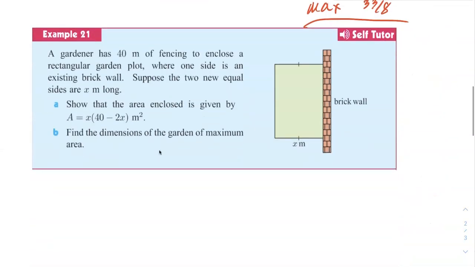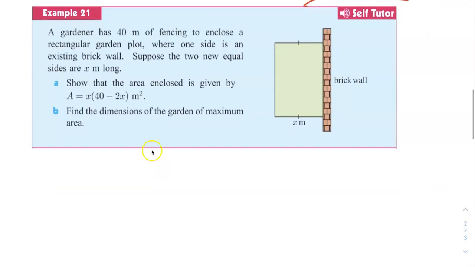Okay, let's do an application problem. A gardener has 40 meters of fencing to enclose a rectangular garden plot, where one side is an existing brick wall. Suppose the two new equal sides are x meters long. So here's our brick wall. They're saying these two sides are both x. Show that the area enclosed is given by this. So we want to show the area enclosed is given by this, and then we want to find the max garden area.